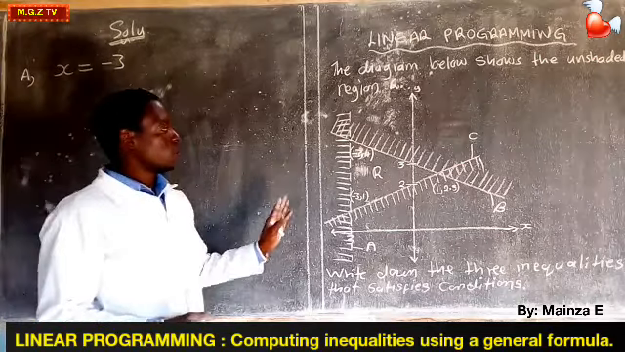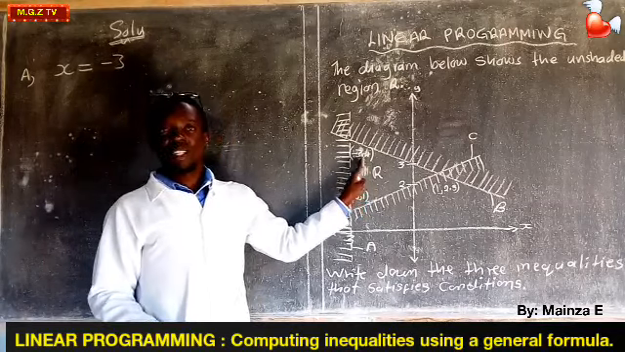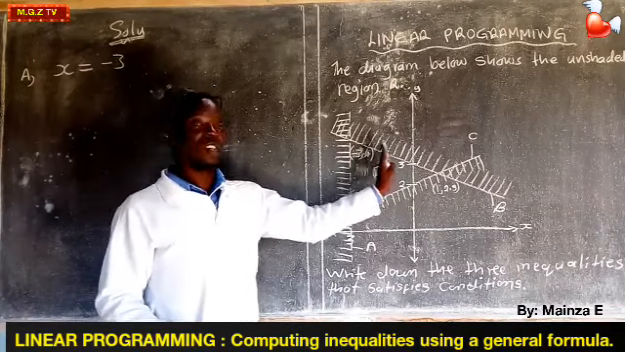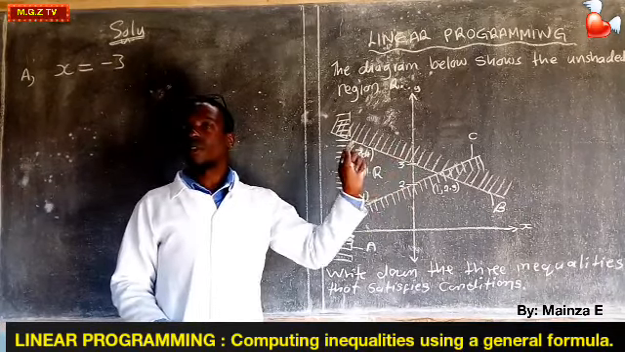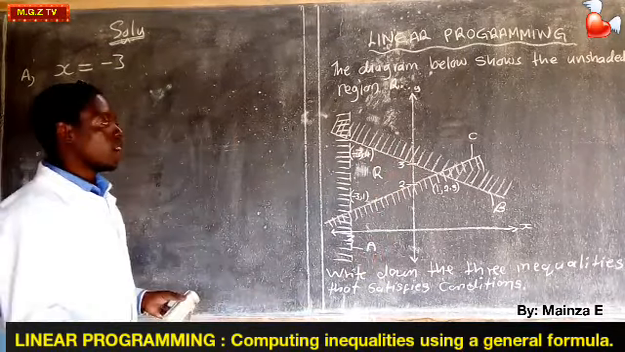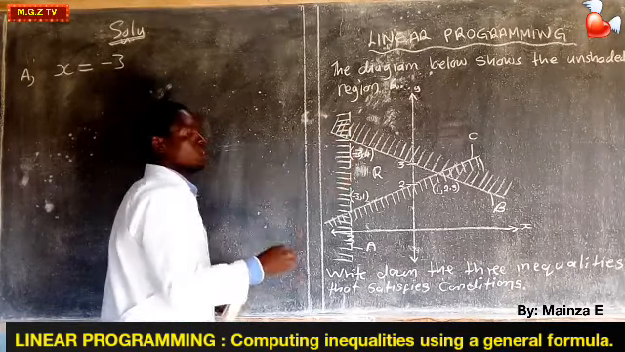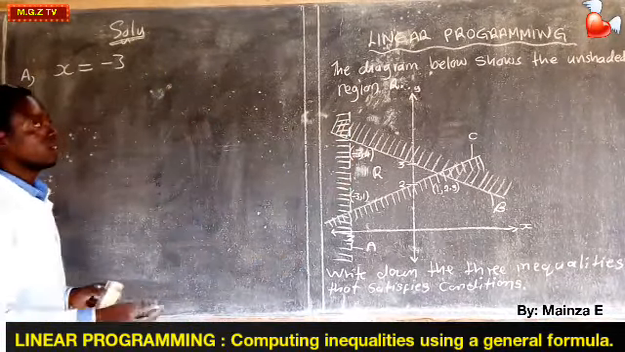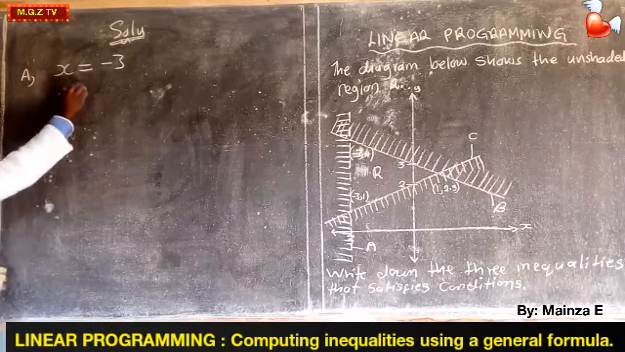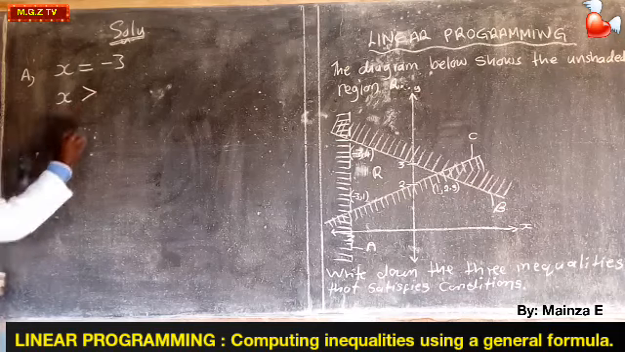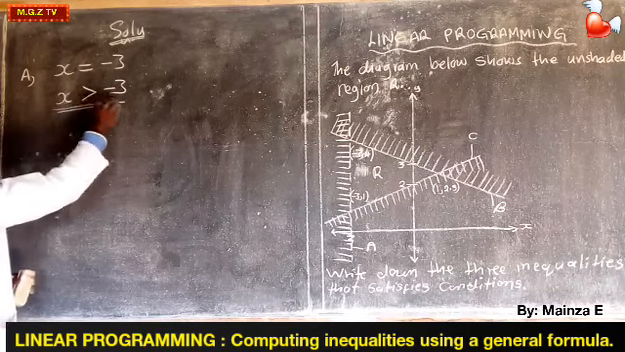Then second, which side is not shaded? The side not shaded is the right. And since it's the right side, we use the symbol greater than. And the line itself is dotted, so the symbol used is a one-way round. So simply saying x is greater than -3. Then you end there.